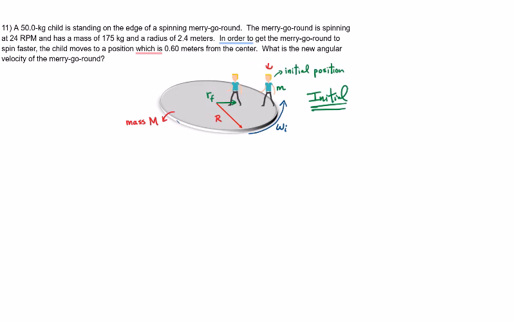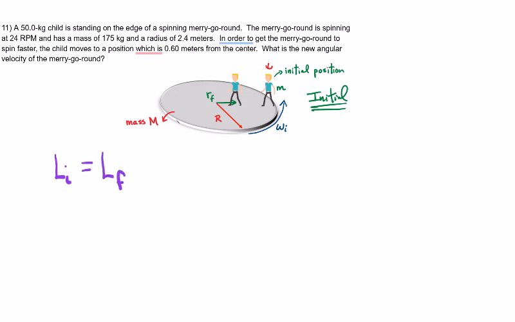So this one is our merry-go-round problem. The idea of this one is momentum conservation. If I break it down into the main stuff, we know that the initial angular momentum should equal the final angular momentum.